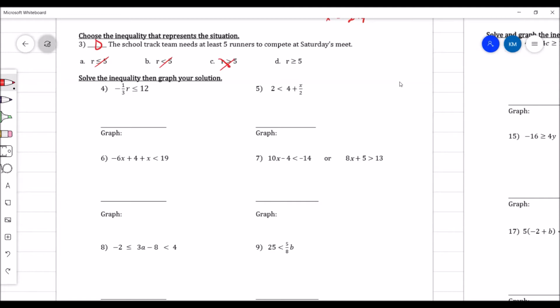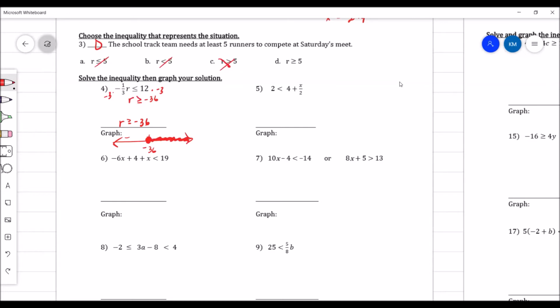Number 4 says solve the inequality, then graph your solution. So we're going to solve this -1/3 r by multiplying by its reciprocal. And so we have r, and because we multiply by a negative number, we have to flip our sign. r is greater than or equal to -36. As we graph this on a number line, we would have at -36 a closed circle, and it would be going to the right.